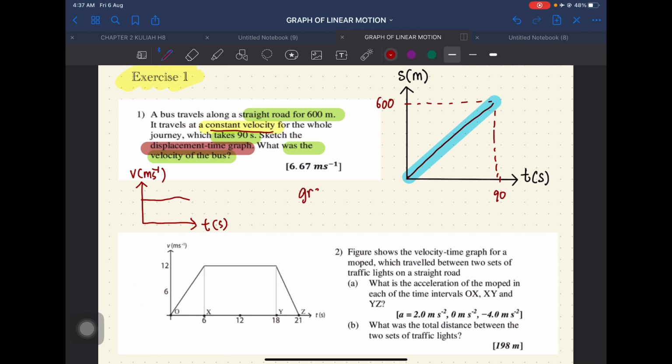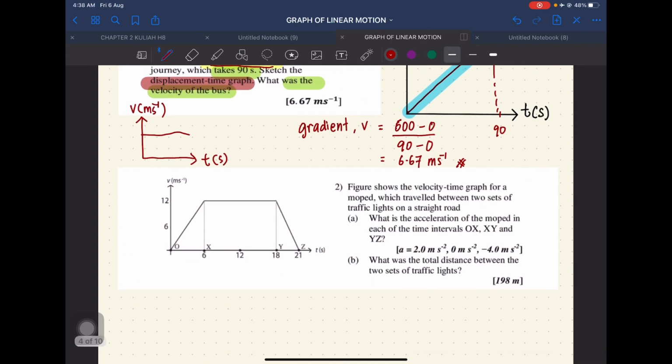gradient is equal to V, is it? So V equals 600 minus 0 divided by 90 minus 0. So you will get velocity is 6.67 ms^-1. Okay? Alright, so next question.